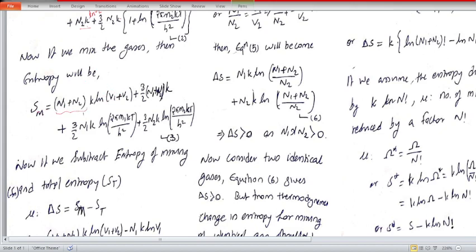Then the expression for the entropy after mixing, Sm, will be equal to N1 plus N2, the total number of particles, times k ln V1 plus V2, the total volume of the system, plus 3 by 2 times N1 plus N2 times k, plus 3 by 2 N1k ln 2 pi m1 kT by h square, plus 3 by 2 N2k ln 2 pi m2 kT by h square. You cannot combine N1 plus N2 in the last terms, because you have different masses, m1 and m2.